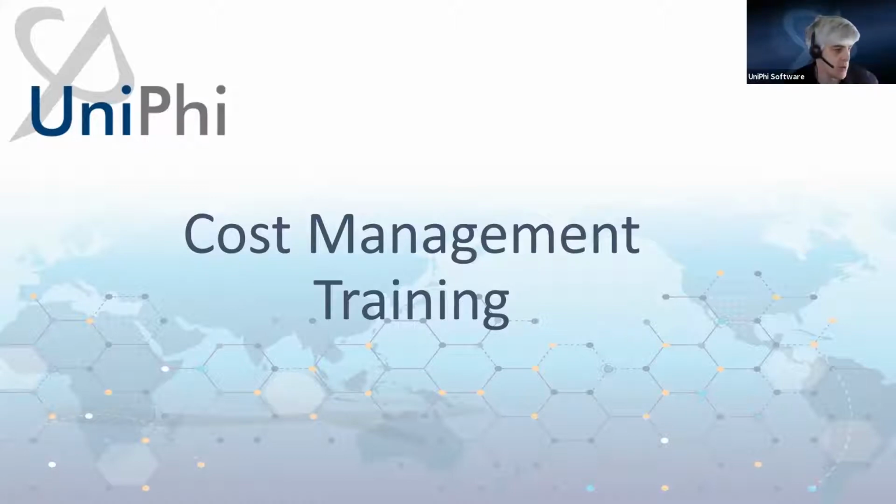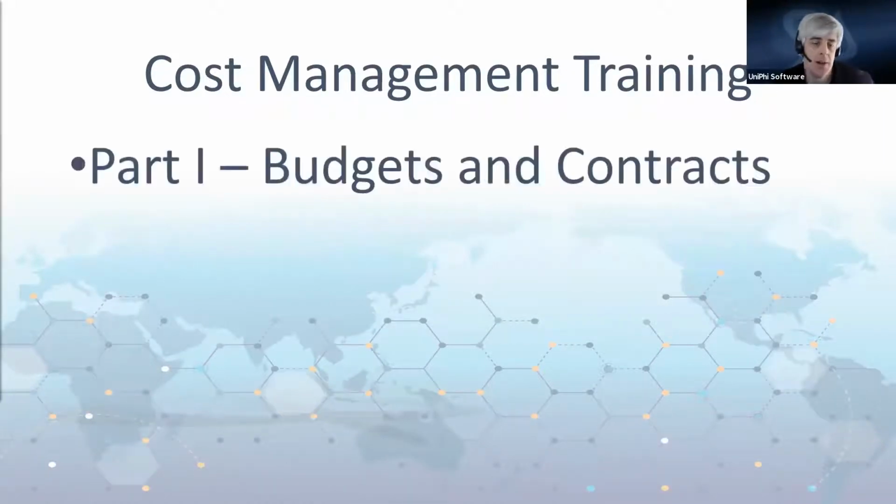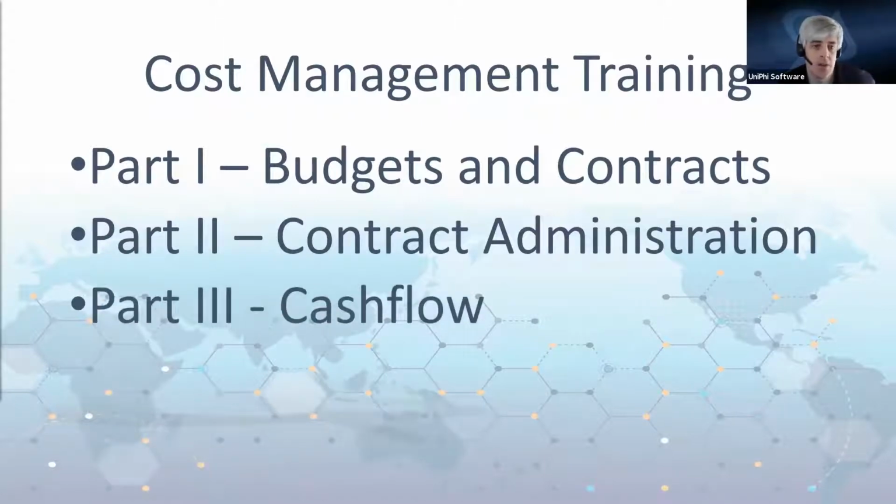Just want to give you a brief overview of what we're covering. This training session for cost management training is made up of 3 parts. Part 1, which we're doing today, looks at creating budgets and then setting up contracts. In part 2, we focus on contract administration. So that includes managing the contract, dealing with variations, dealing with payment claims, retention, other items like that. And then in part 3, we look at cash flow.